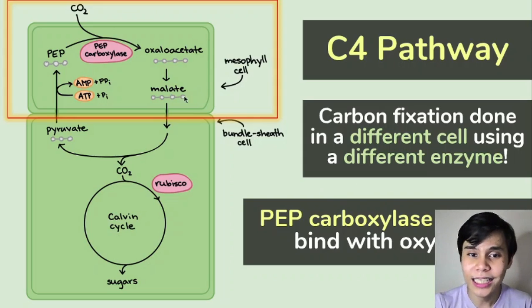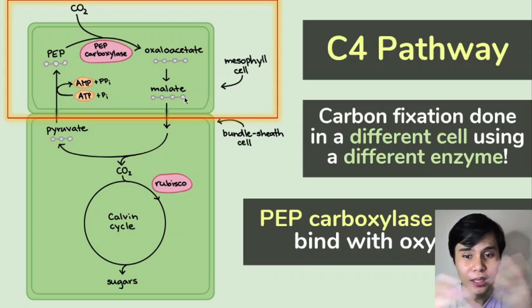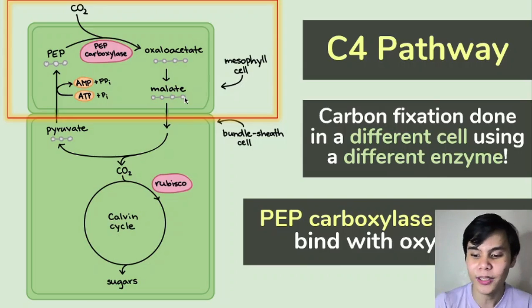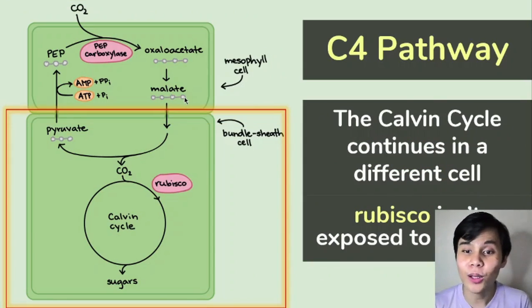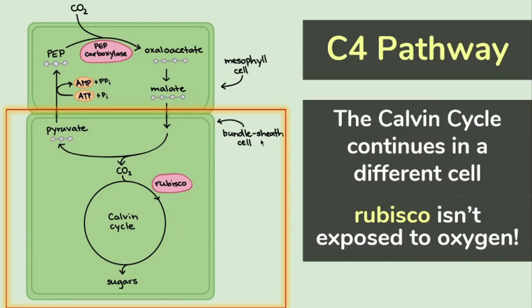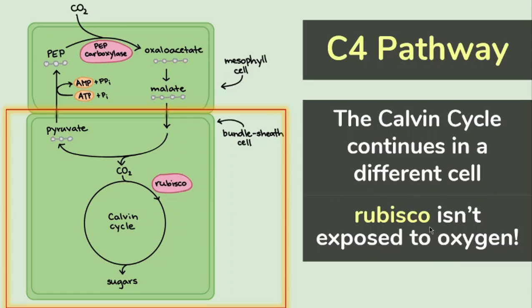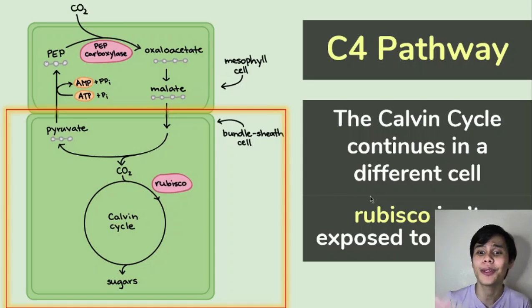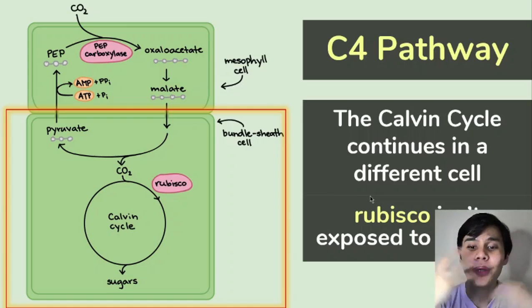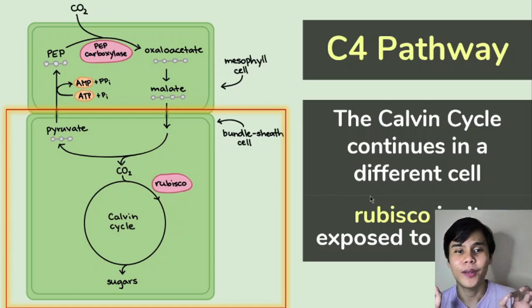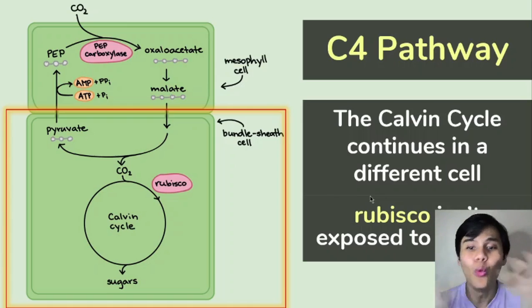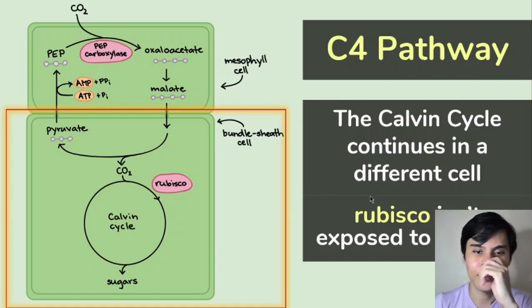But this is different from what Rubisco does, so you still need Rubisco later on. So the Calvin cycle continues in a different cell. We call it the bundle sheath cell. In the bundle sheath cell, the Calvin cycle continues as normal, and Rubisco is not exposed to oxygen at all. It doesn't have to bind to carbon dioxide anymore. It just works with that new C4 compound, right?